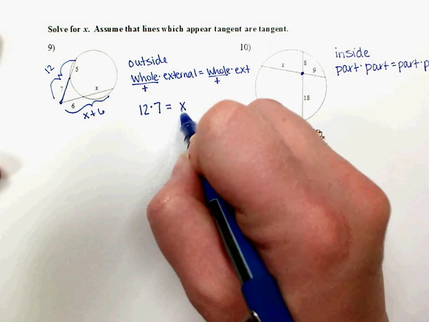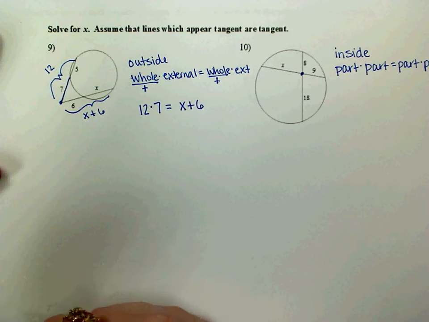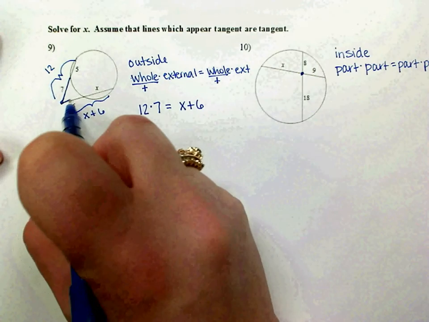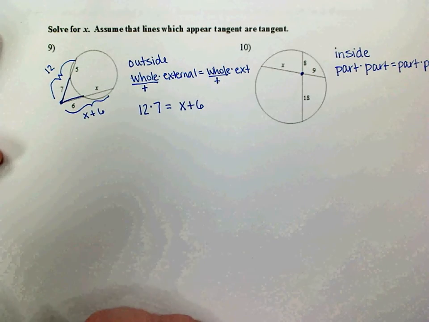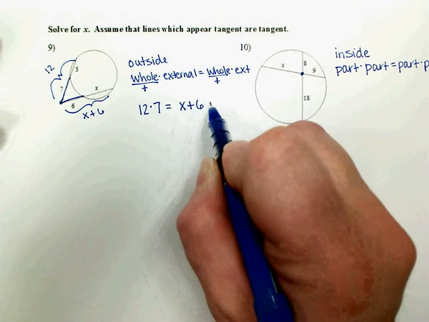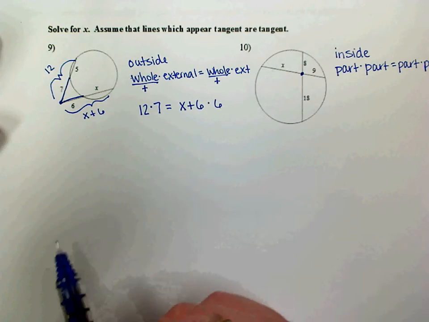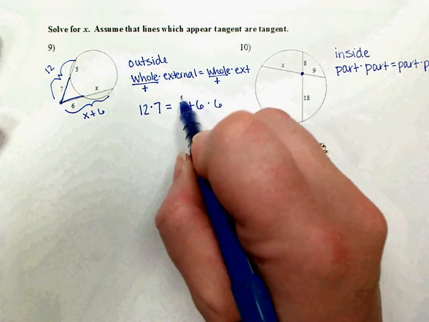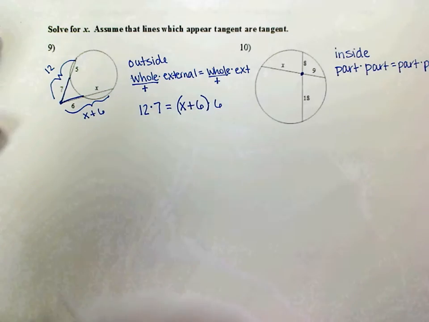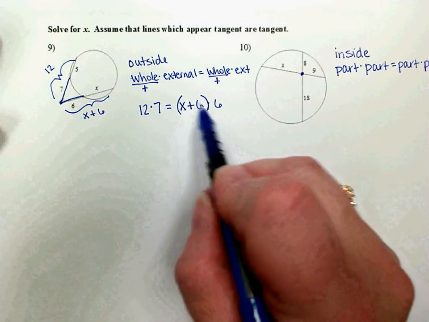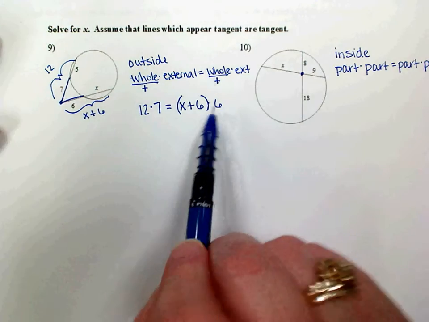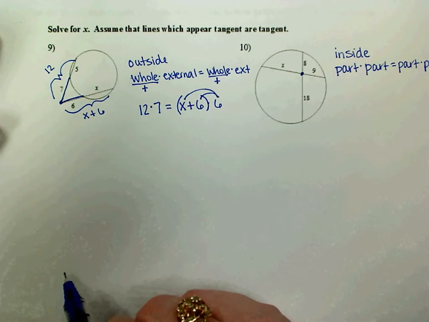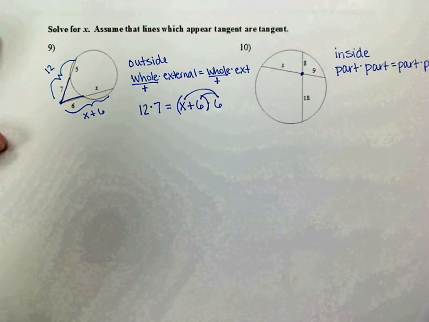So I've got x plus 6 as the whole length, but I need to multiply it by the external part, which means the part outside the circle, which is the 6. Now when I multiply this binomial by 6, I can't just put times 6, because it looks like the only thing being multiplied by 6 is the other 6. Remember, you want this whole binomial to be multiplied by 6. So you have to put the binomial in parentheses to remind yourself to distribute the 6 and multiply it by both parts.